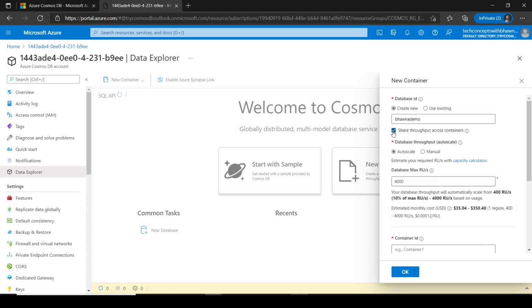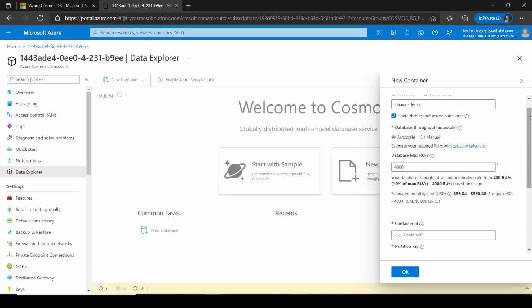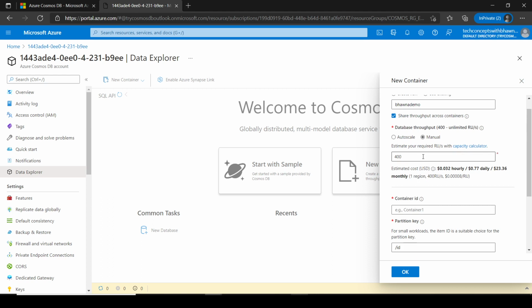So I'll check this option, and database throughput manual or autoscale. So if I click on manual, the minimum required throughput is 400 RUs per second, which I've already explained. So let's keep it as manual at 400 RUs. Now container ID is just the name of your table, and partition key is just like your regular partition key which you have in, let's say, your Spark or something.